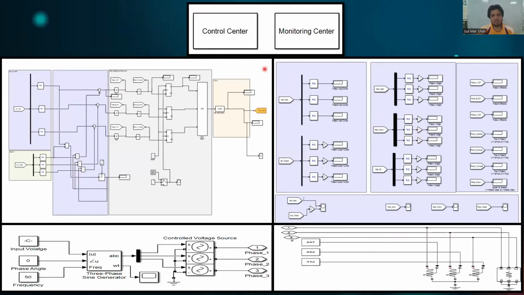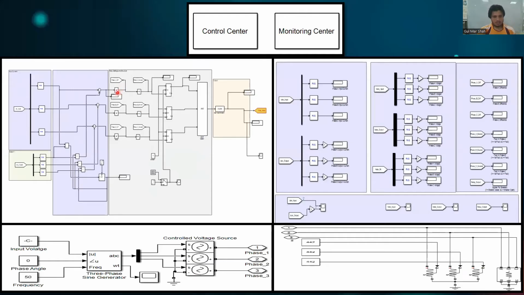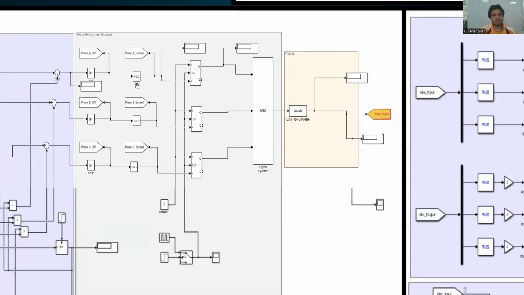This is the control center and monitoring center. In the control center we have the input current, and with the help of RMS we get the RMS value of this input current and output current, where we did the logic to give the ratio I discussed previously, the current ratio of input and output. With the help of this sum block, with plus and minus, we get the required value, and with the help of this absolute block we get the positive value, and we have put the limit at 0.5.